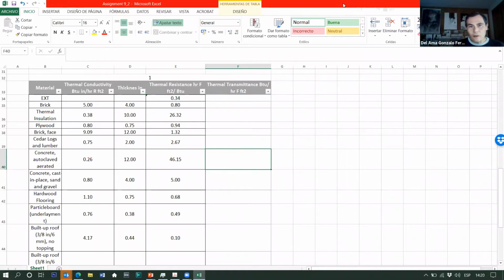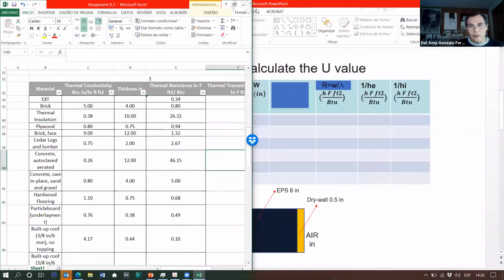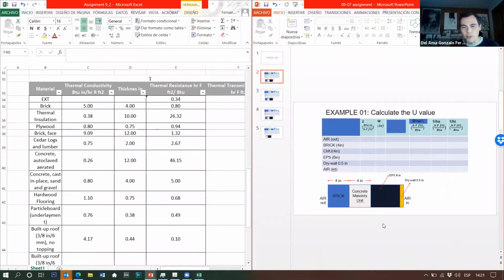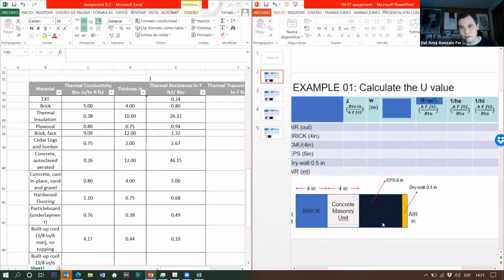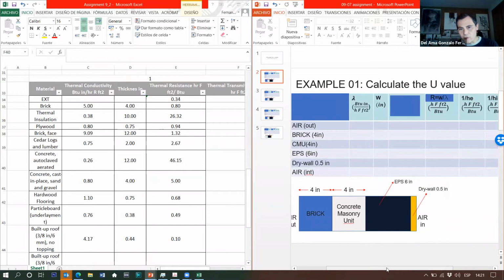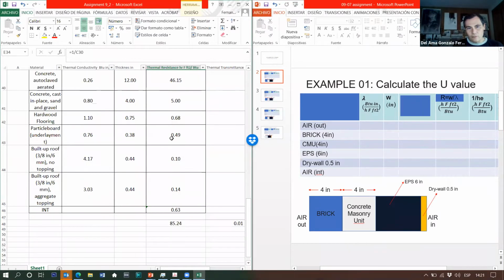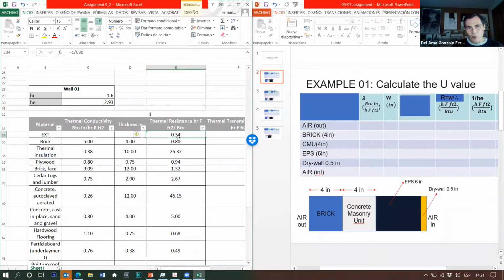So now I move this here and there. So this is the first wall we are going to calculate. So first, air out. This is it. So it's 0.34, and it will always be 0.34. This is 1 over 2.93. Okay, so this is always the first layer.